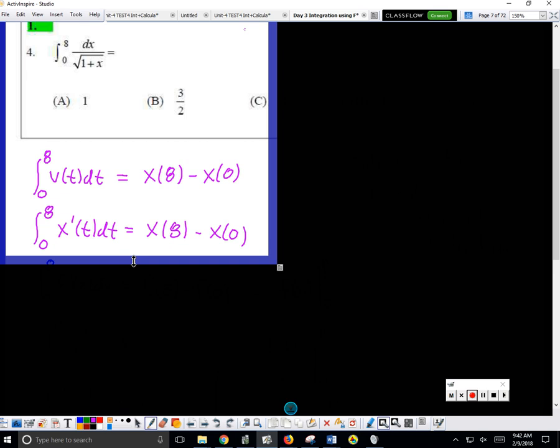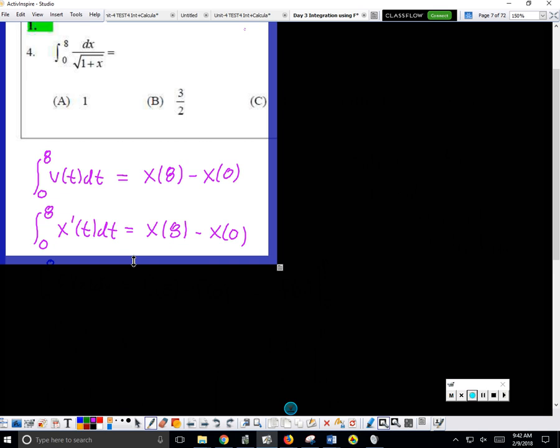So once you found the antiderivative of x prime, would you just multiply the x times the 8? Oh, gotcha. It's not multiplication, it's plugging it in. Does that make sense? Yeah, because it's a function. So you're going to find what the formula is for x, and then you're going to plug in the 8 and plug in the 0. Does that make sense? 2 points.